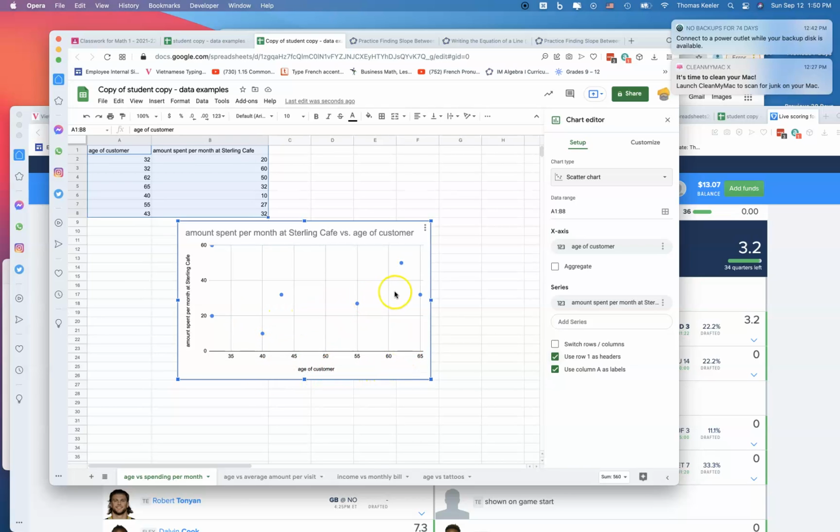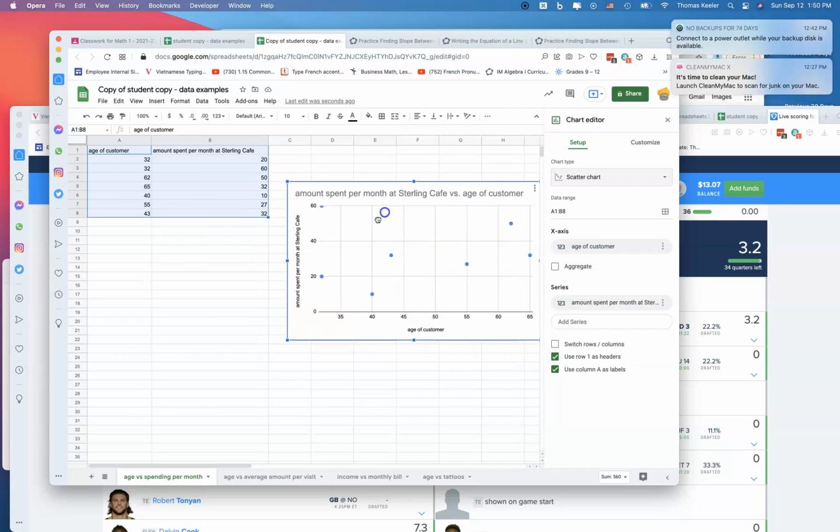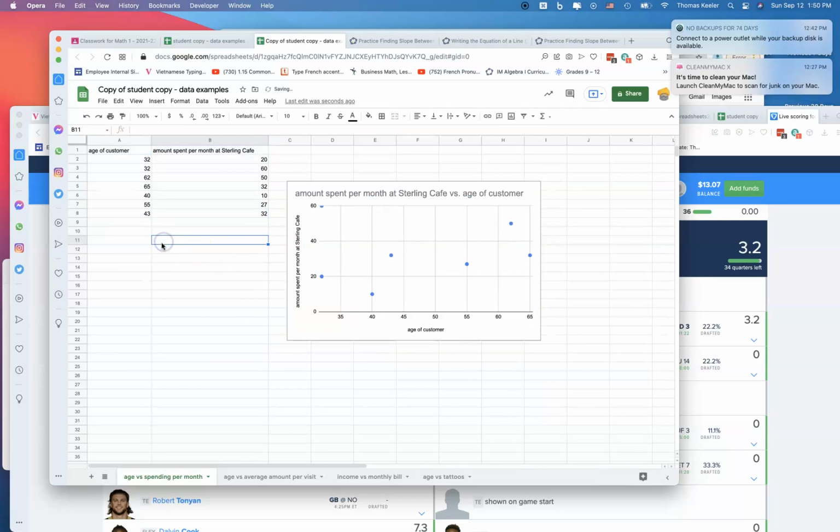And so you'd say, well, there's a very weak correlation. So we're going to put that in. This is very weak. So we're going to type in here, no correlation, or just a very weak positive correlation.